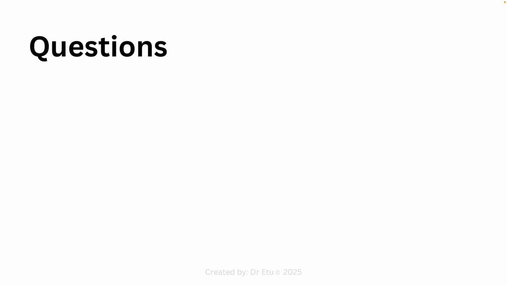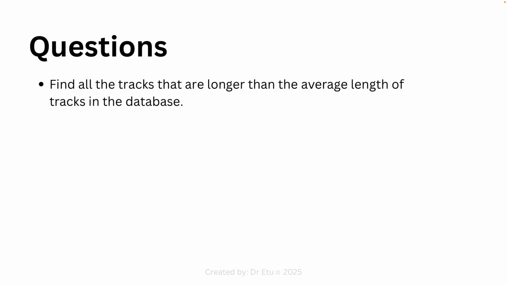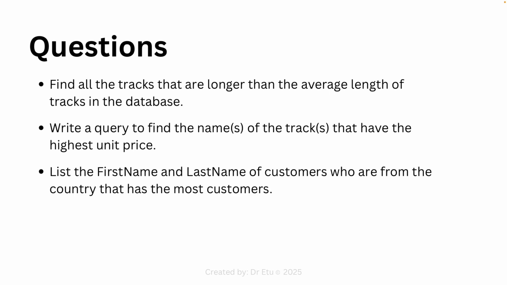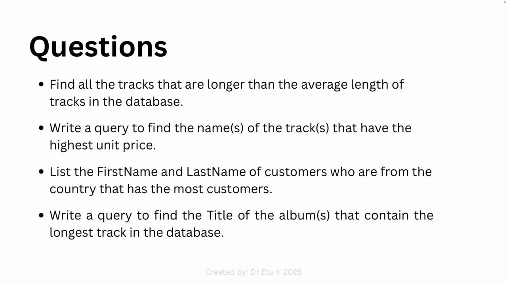Some of the questions we'll be practicing today to give us an idea of subqueries include finding all the tracks that are longer than the average length of tracks in the database, writing a query to find the names of the tracks that have the highest unit price, listing the first name and last name of customers who are from the country that has the most customers, and writing a query to find the title of the albums that contain the longest track in the database. Now let's switch over to DBeaver and try to perform all of these queries.